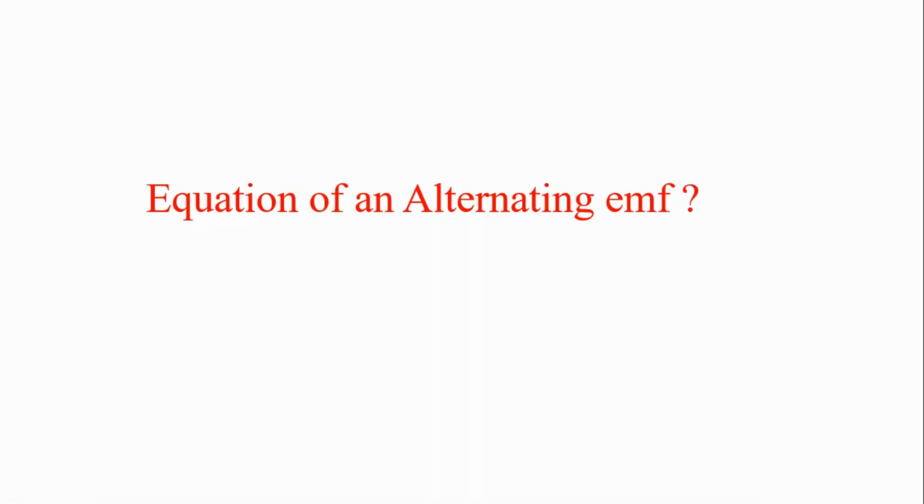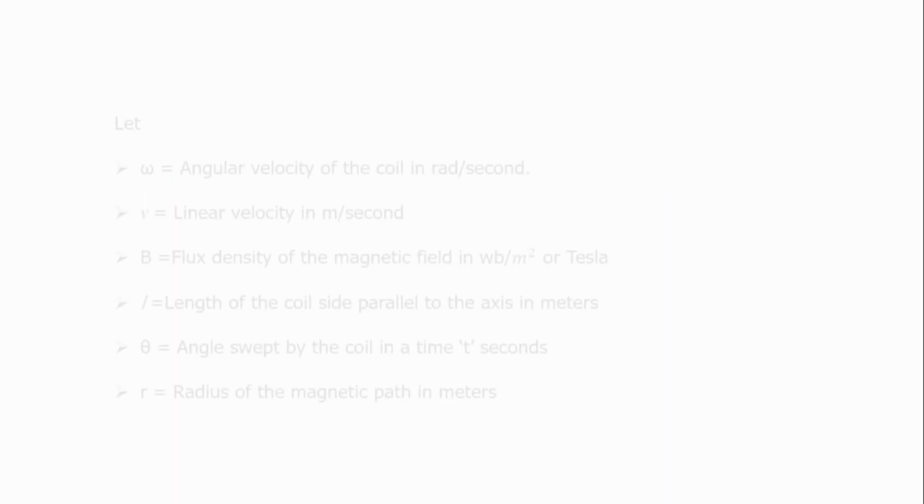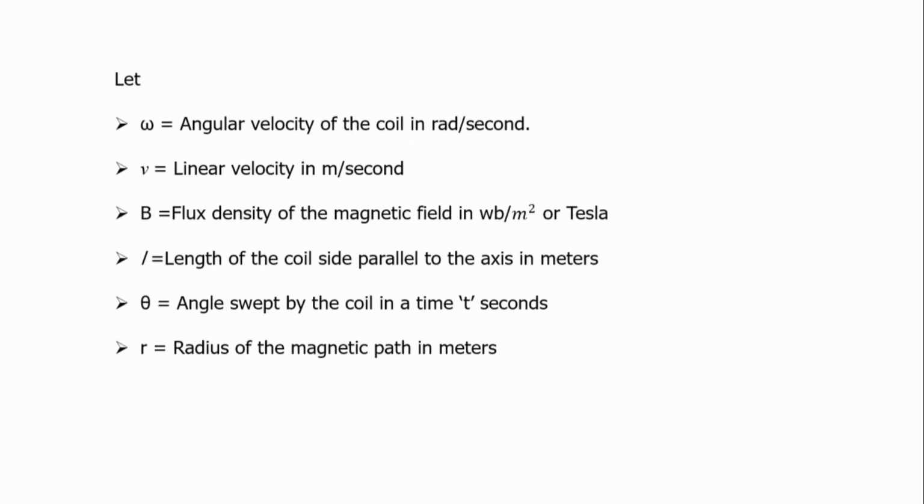How can we write the equation of an alternating EMF? A mathematical analysis is there. Let omega be the angular velocity of the coil in radian per second. V is the linear velocity in meter per second. B is the flux density of the magnetic field in Weber per meter square or Tesla. L is the length of the coil side parallel to the axis in meters. Theta is the angle swept by the coil in a time t seconds. R is the radius of the magnetic path in meters.